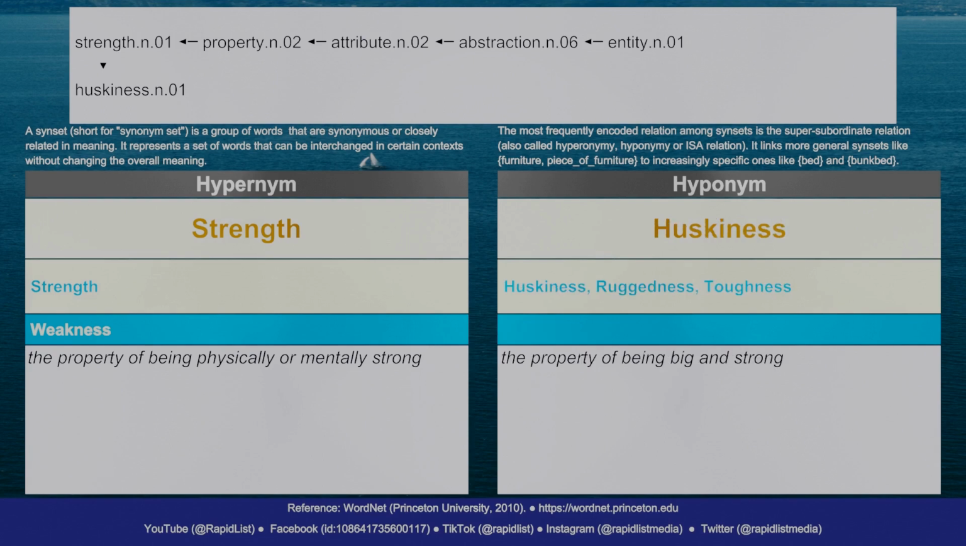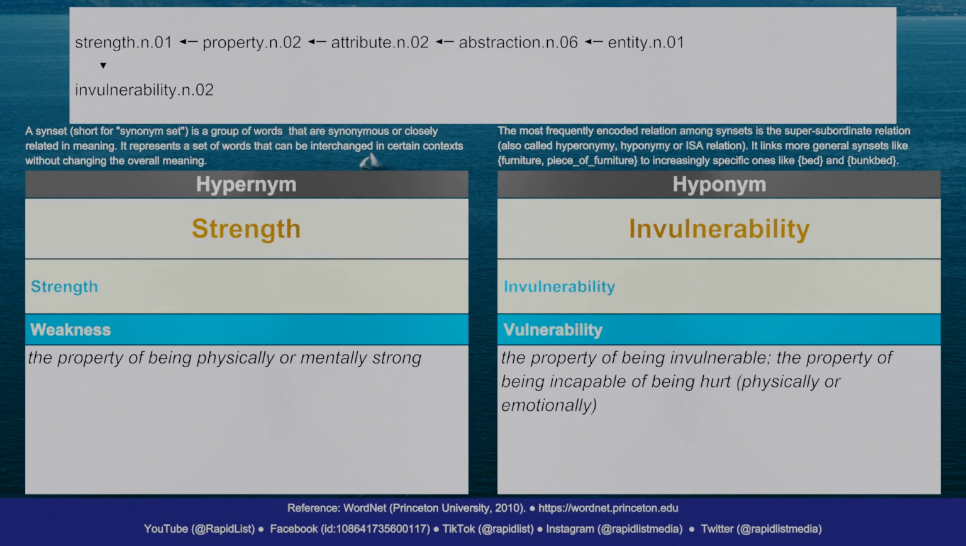Huskiness. The property of being big and strong. Indomitability. The property of being difficult or impossible to defeat. Invulnerability. The property of being invulnerable, the property of being incapable of being hurt, physically or emotionally.